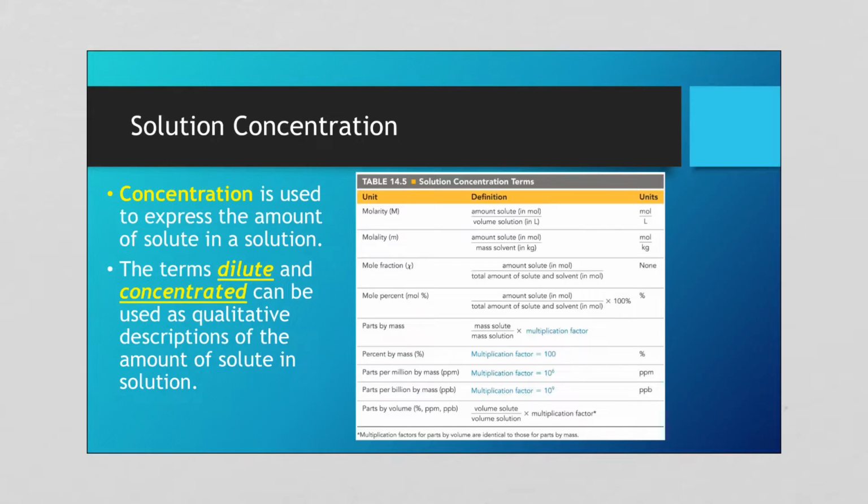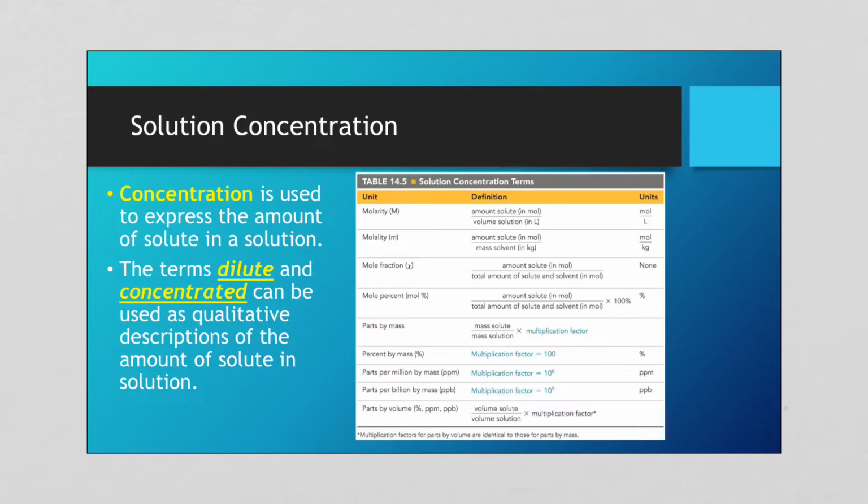Now, we're of course going to focus on the quantitative ways, but you're probably familiar with some qualitative terms that are used, like dilute and concentrated, that give the idea of having a low concentration or dilute solution versus a high concentrated or concentrated solution. Now, concentration can be expressed in a myriad of terms, right? So we're going to look at several of these.